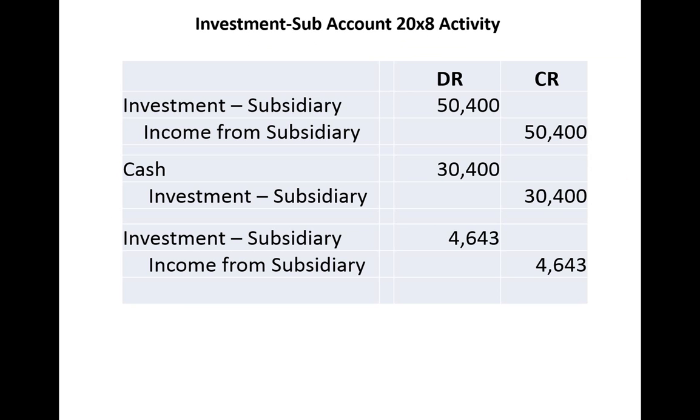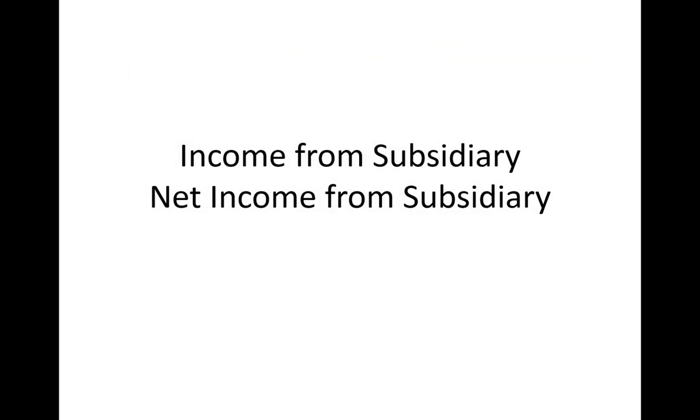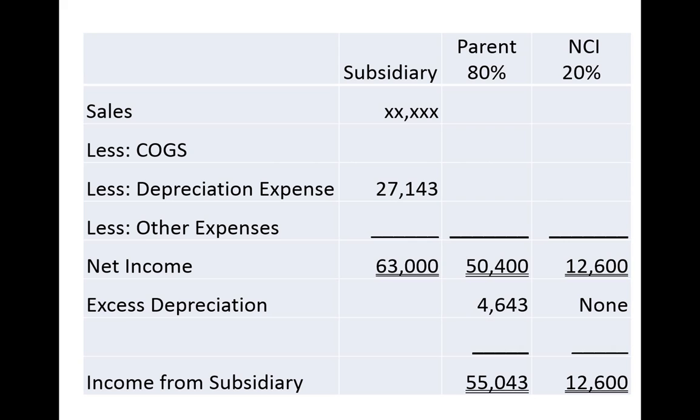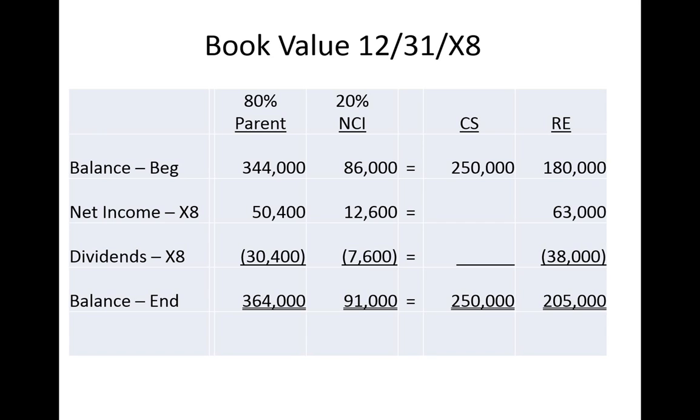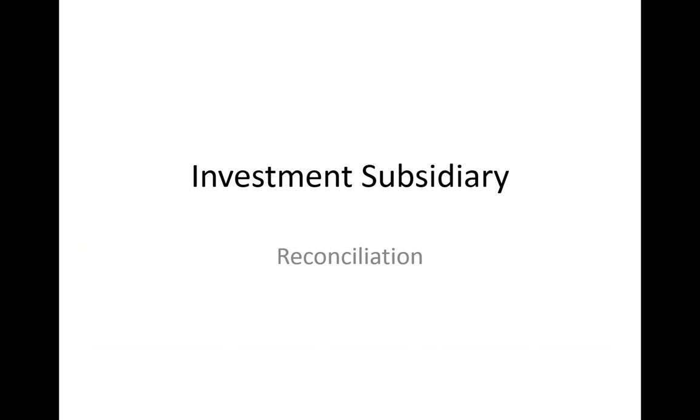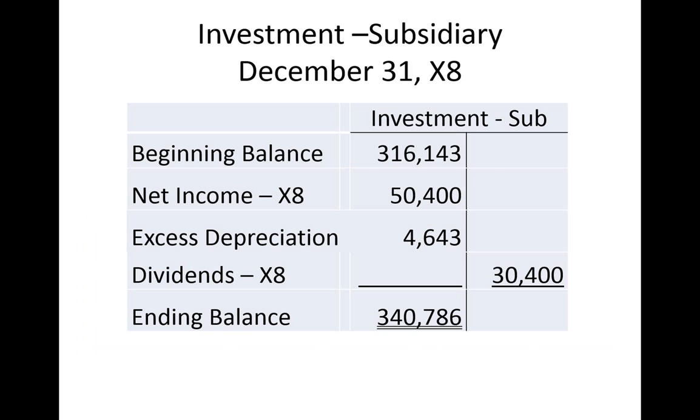And here's a recap of the journal entries. It's a little clearer when we see the reconciliation between the two parties, how this is going to work. We see that the sub has net income of $63,000. Included in that number is a depreciation deduction for $27,143. By the parent adding that $4,600 back, it is going to bring depreciation expense to $22,500 for this transaction. We see the book value schedule here, the investment schedule, and the NCI.